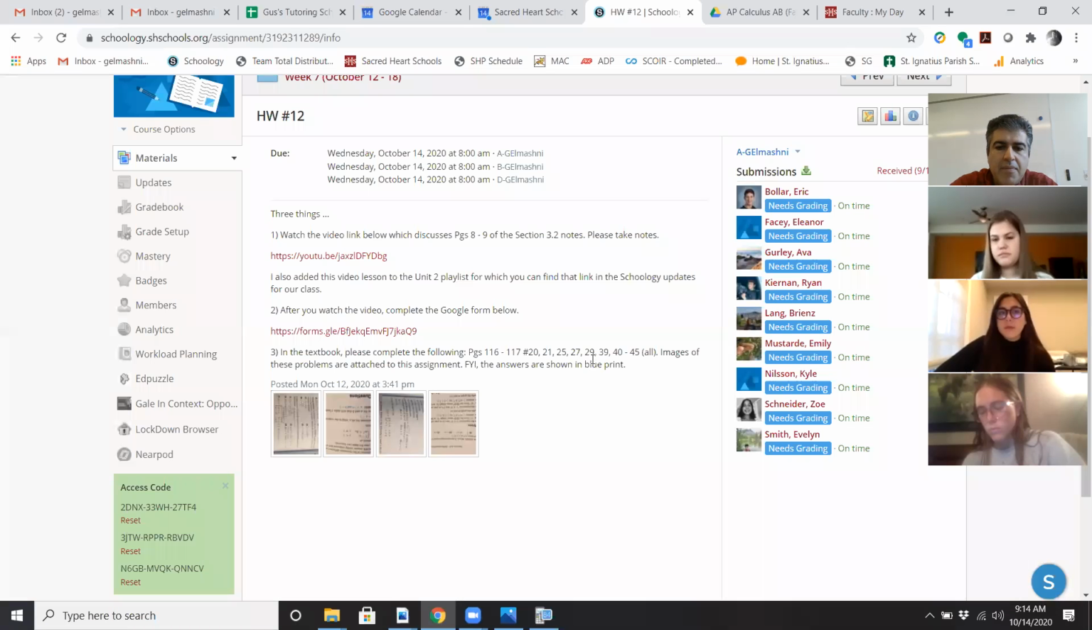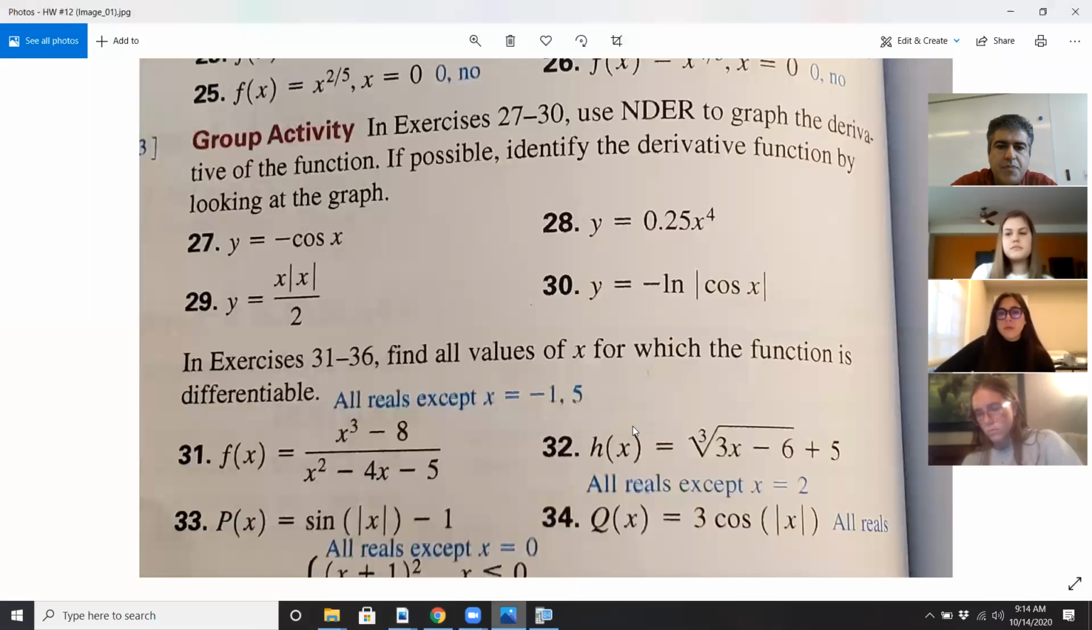And then we had 39 as well as 40 through 45 all. So let's talk about that. I should have said 39 through 45 all. I know why I put 30, but 39 is kind of a standalone problem. So for 39, here is what's happening there.